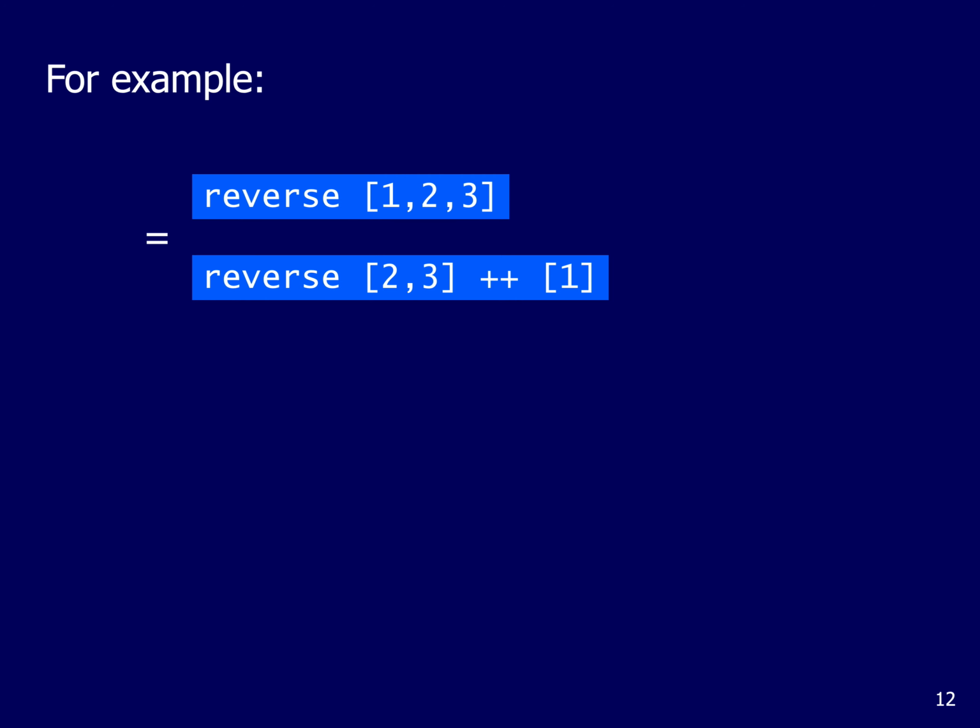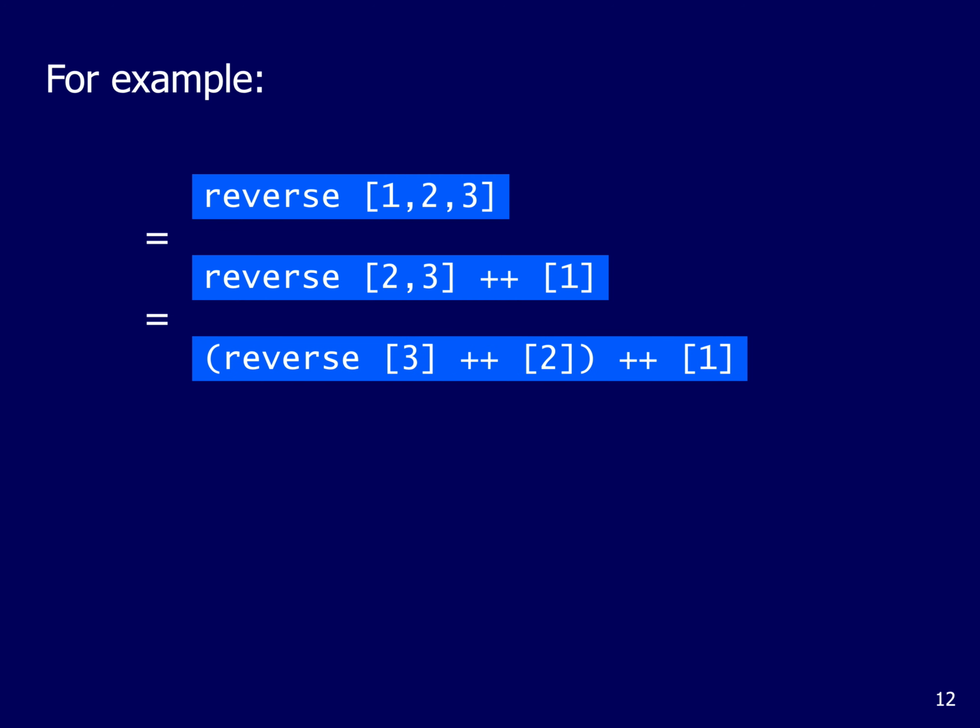Then again, what do we do? Well, we just recursively apply reverse. How do we reverse the list 2, 3? We reverse the tail of the list, which is the 3 on its own, and then we put the first thing in a little list on its own.